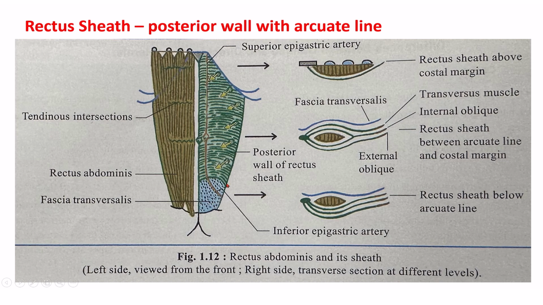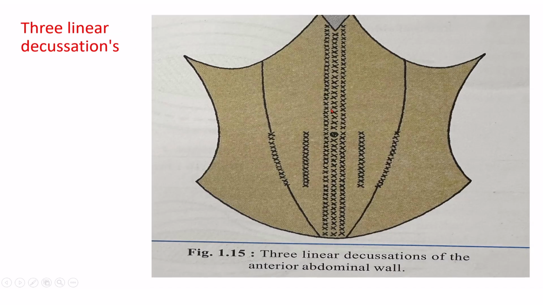You can see here the inferior epigastric artery passing in front of the arcade line. This is the arcade line, and this is the fascia transversalis, which thickens to form the iliopubic tract. So now you can see these are the linear decussation. This is the linea alba.